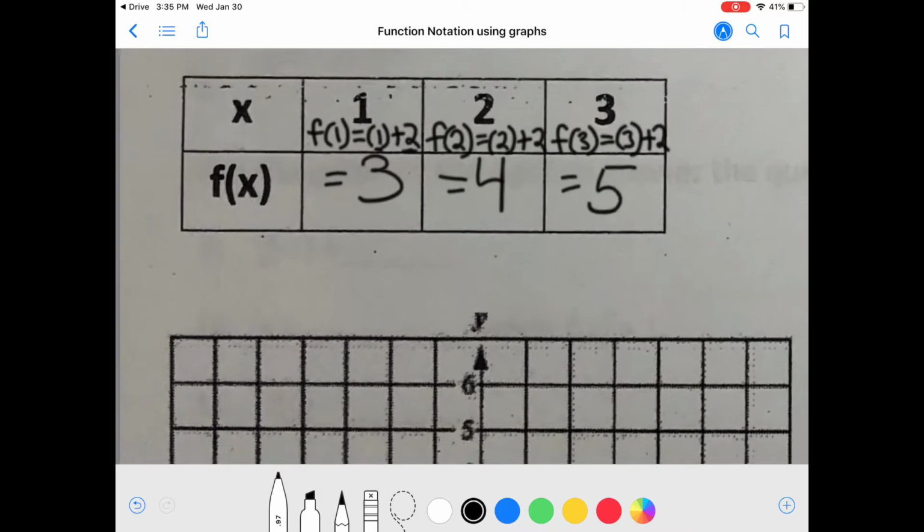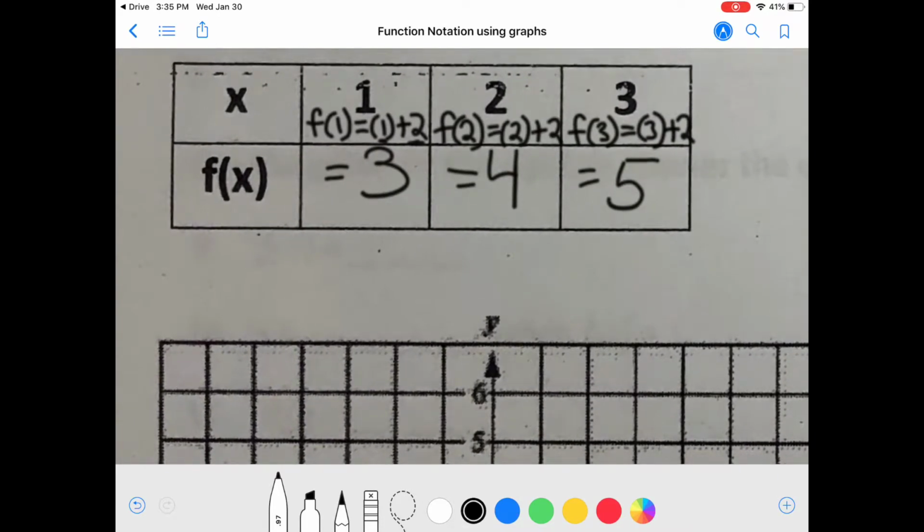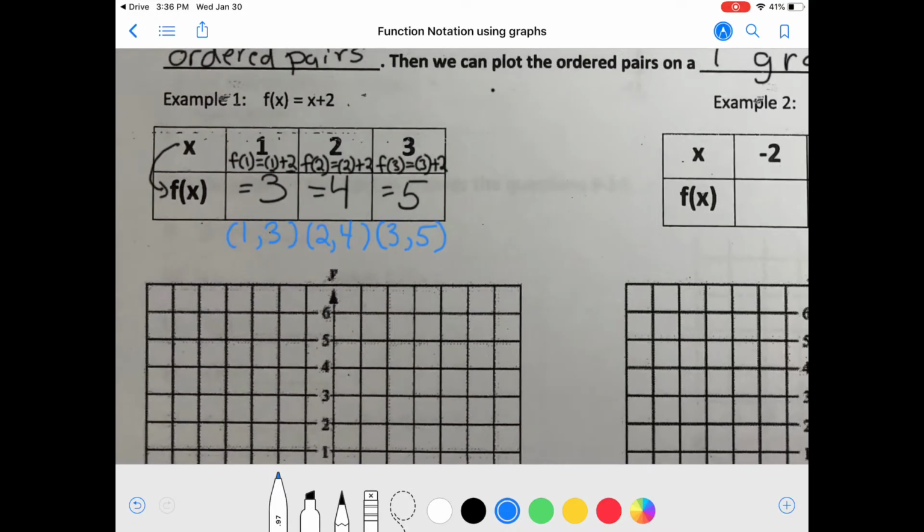Now, during class, I took time to do this. If you don't need to do this, then you can just look at, okay, x is going to be my first value in my ordered pair. F of x is going to be my second number in my ordered pair. That's fine. But if you need to, go ahead and write your ordered pairs before you try to graph it. So 1 is my x value, 3 is my y value. 2 is my x value, 4 is my y value. 3 is my x value, 5 is my y value. Then I'm going to graph it.